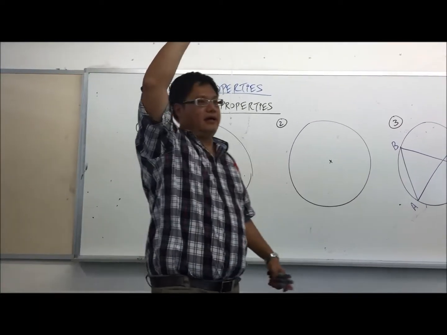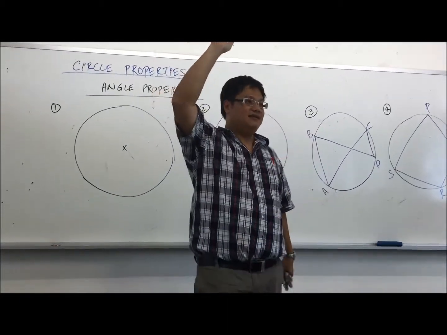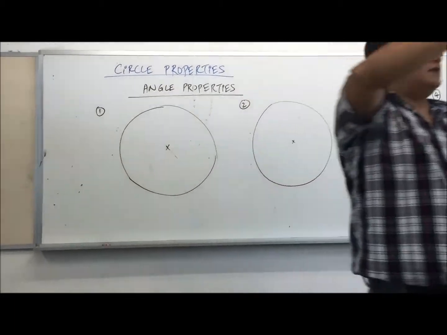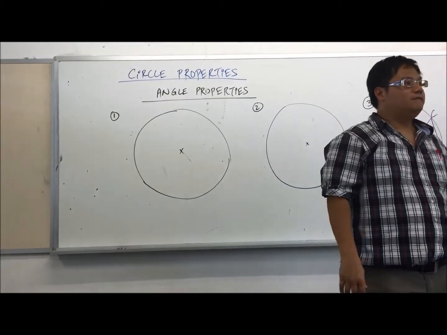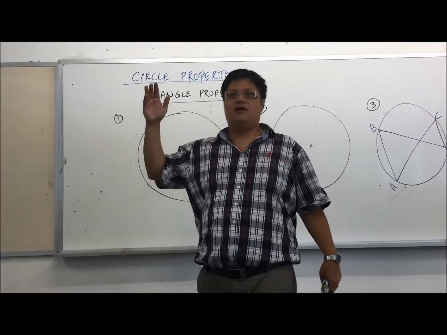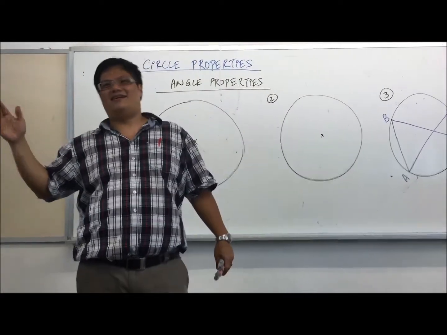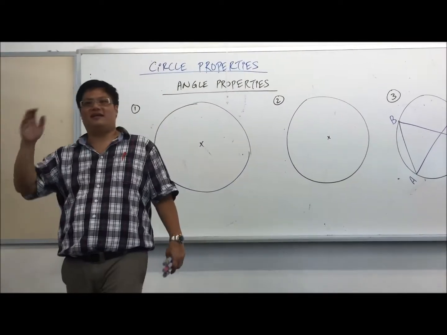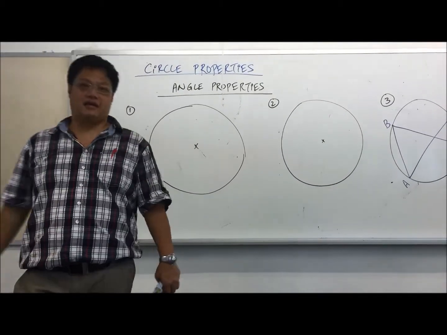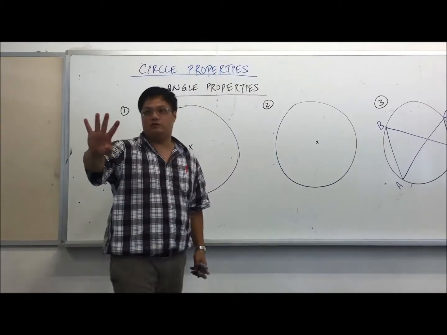Angle at center equals twice angle at arc. Angles in the same segment, very good. Angle in a semicircle. Butterfly. Opposite angles of a cyclic quadrilateral, or angles in opposite segment. Okay, I'll run through all these 4 with you now.